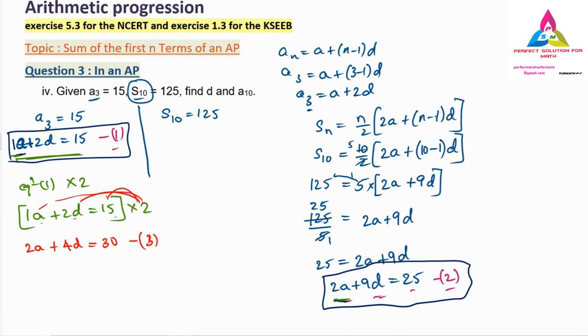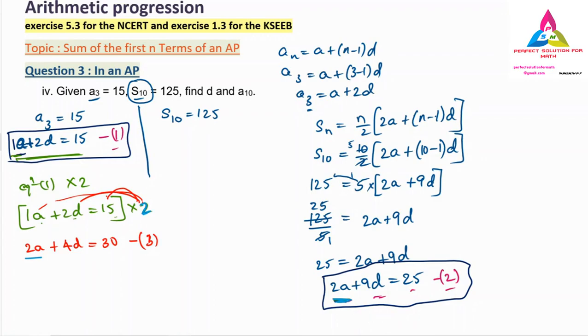Now you can see in equation 2 and the third equation, here we have 2a and here also we have 2a, meaning both the a's are the same. The same coefficient of 2a here and the same term 2a here, so we can cancel very easily. You may ask why we multiplied by 2 and why we did not multiply equation 3.